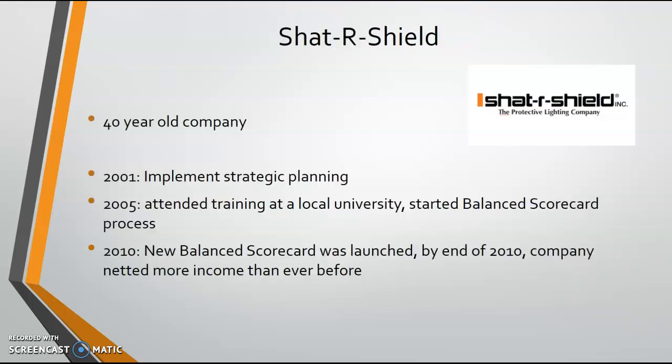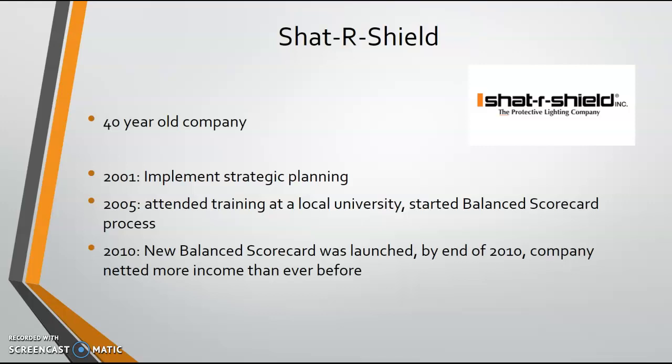Shattershield is a success story involved with the balanced scorecard. So Shattershield is a protective lighting company, and they've been around for approximately 40 years. But in 2001, the CEO, Karen Ponce, implemented a strategic plan after finding out about the balanced scorecard. She didn't know much about it, but she really was eager to implement something that was going to get everybody on board to working towards strategic objectives. She did not see very much traction with the strategic plan that she put in place.